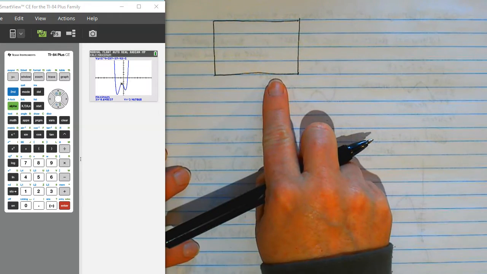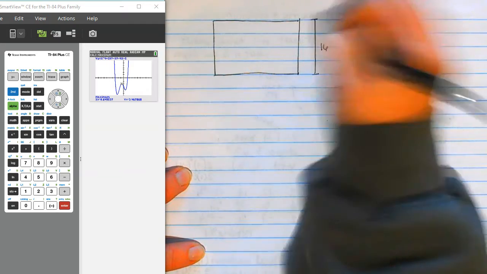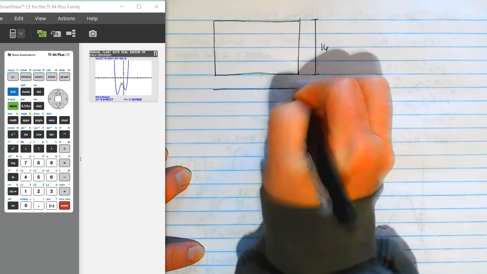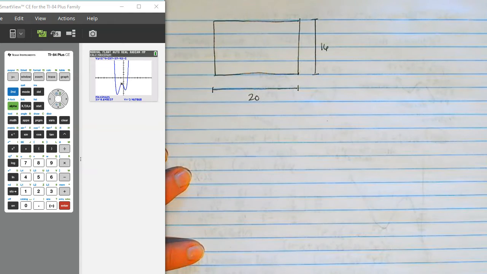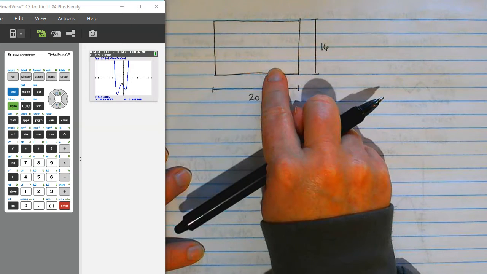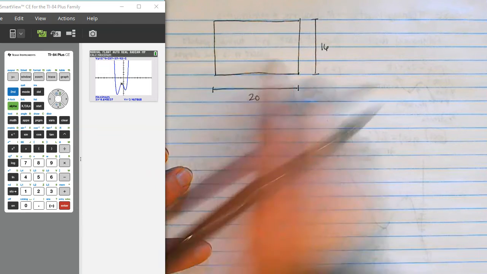Let's say that we've been given a piece of cardboard and it's flat. And we know that the dimensions of it are 16 in this direction and 20 in this direction. So it's 16 by 20. Now our goal is to make a box without a top, so a bottom and 4 sides, that will have the maximum volume. So what do we know about that?